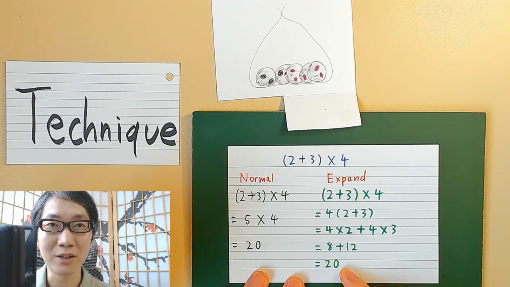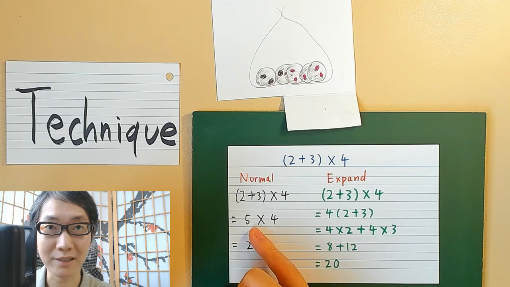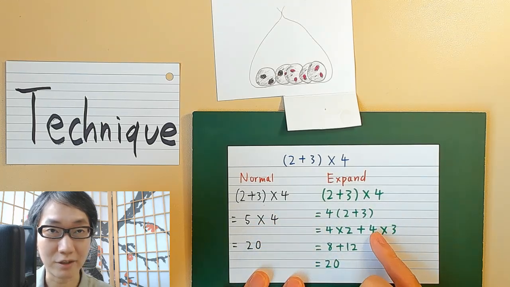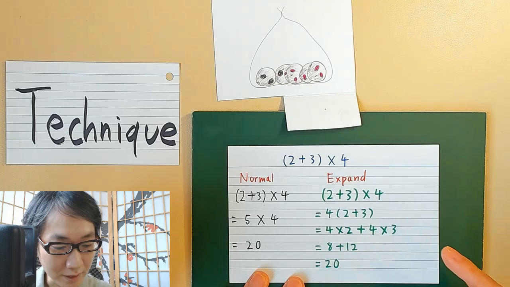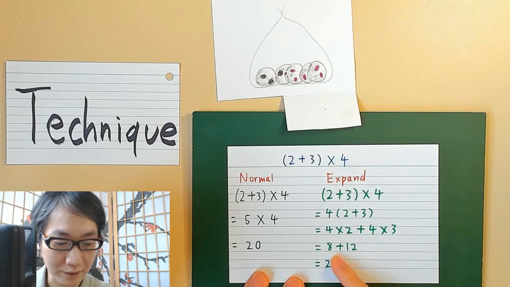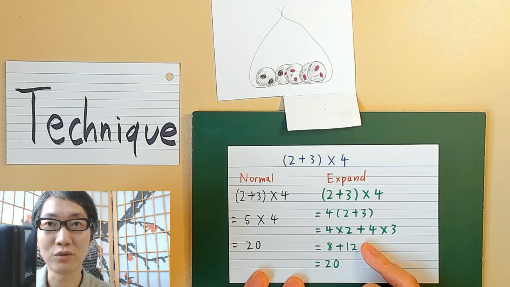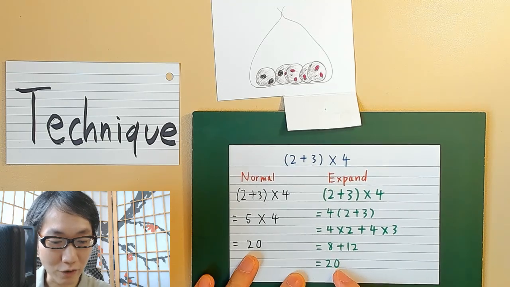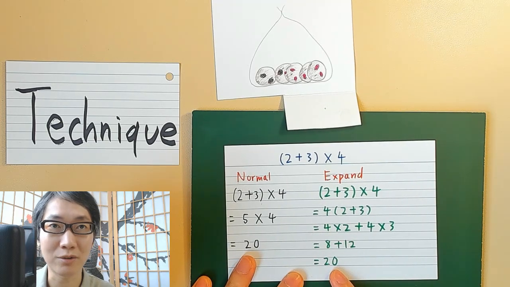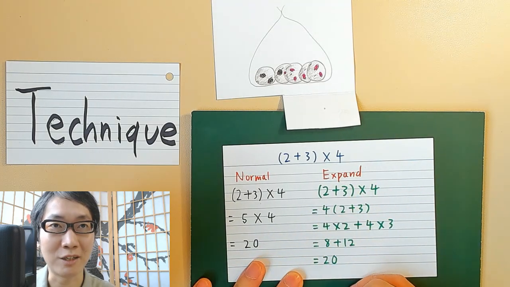Both of these methods give us different information. The left one tells us how many cookies are in one bag, which is 5. We cannot see the 5 in here. However, this one tells us how many individual flavor cookies there are: the 8 chocolates and 12 raspberry, and you can't find this in the other. So they give us different information in the process, although in the end both arrive at the answer of 20 cookies. So why don't we just do it normally every time, and why do we have to do expand?